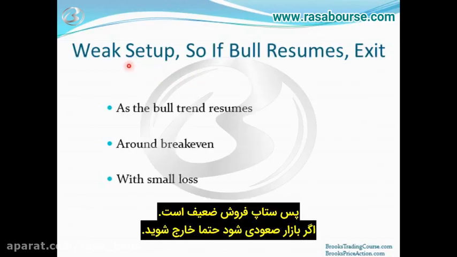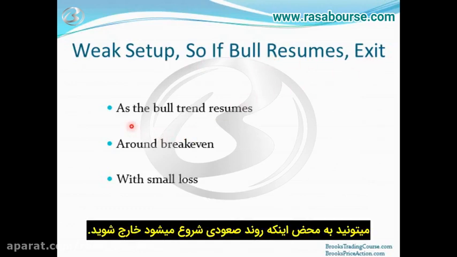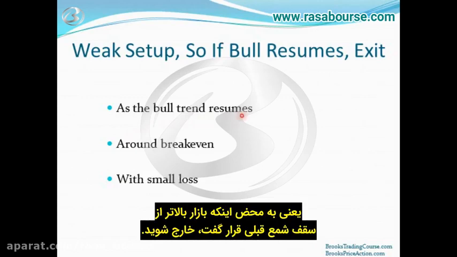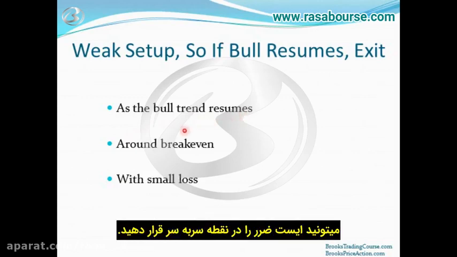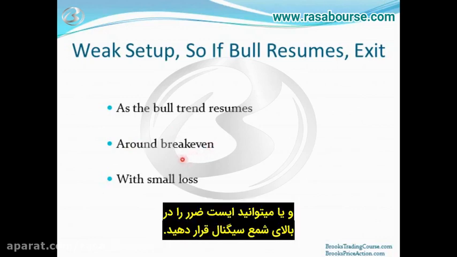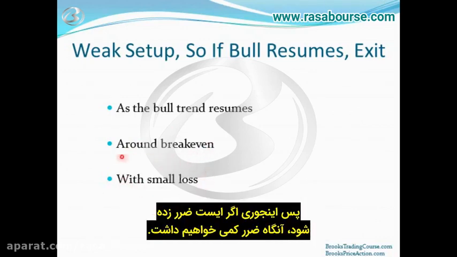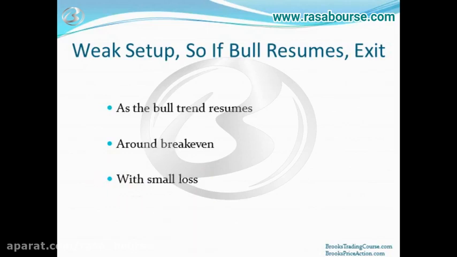So it's a weak sell setup. If the bull resumes, make sure to get out. You can get out as soon as the bull trend resumes, in other words, as soon as the market goes above the high of the prior bar. You can put a stop around break even, or you can put a stop maybe above the high of your signal bar and take a small loss if the stop is hit.